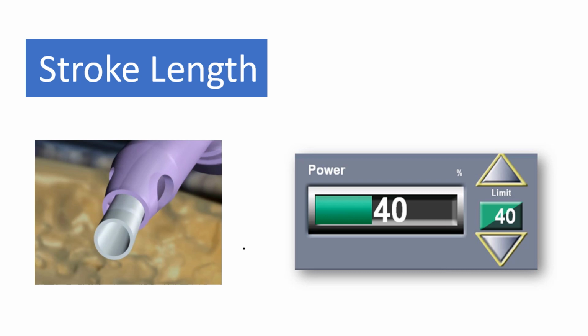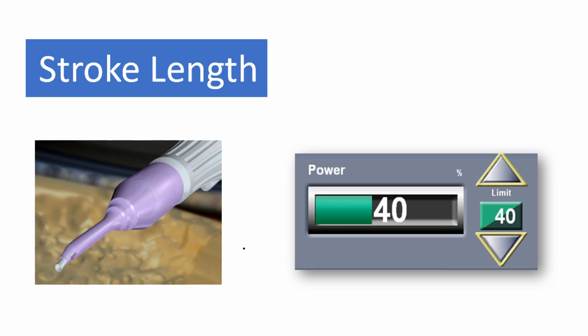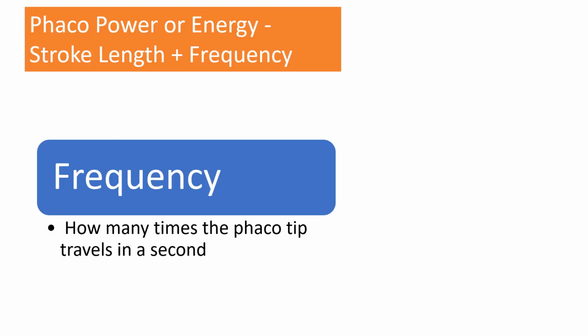Hence, to make a comparison, you need to actually know what, in absolute terms, the stroke length of the two phaco machines are. Let us now look into the second aspect of phaco power, that is the frequency of the handpiece. Frequency in the world of phaco handpiece would mean how many times the phaco tip attached to the phaco handpiece moves back and forth.